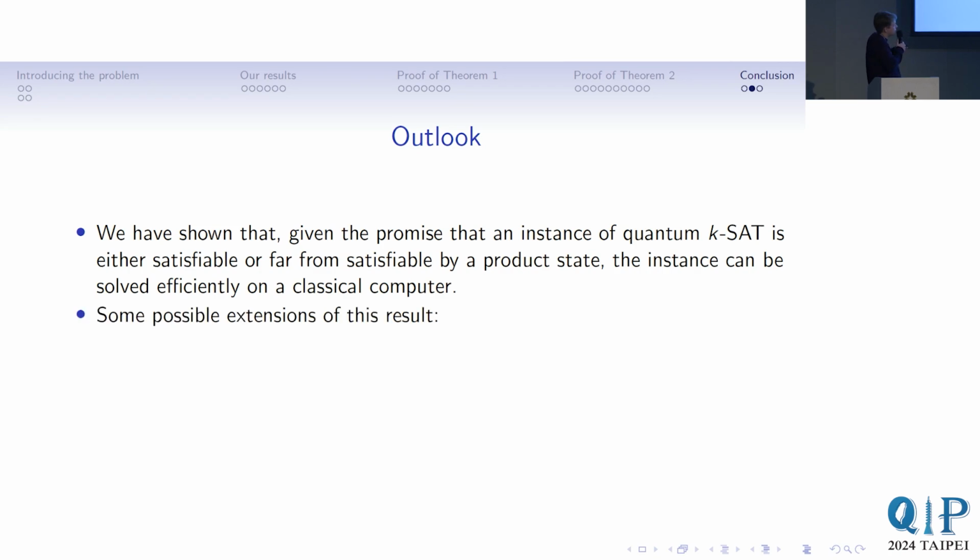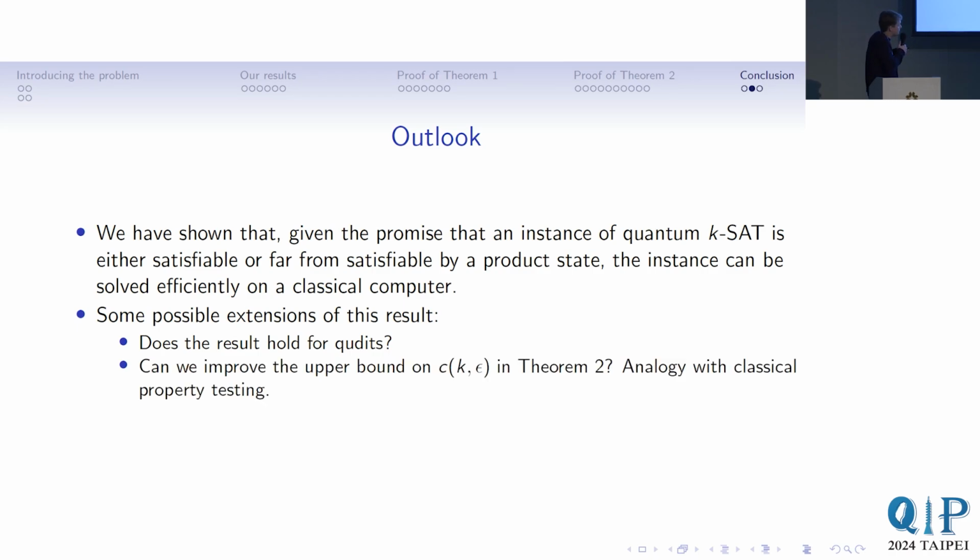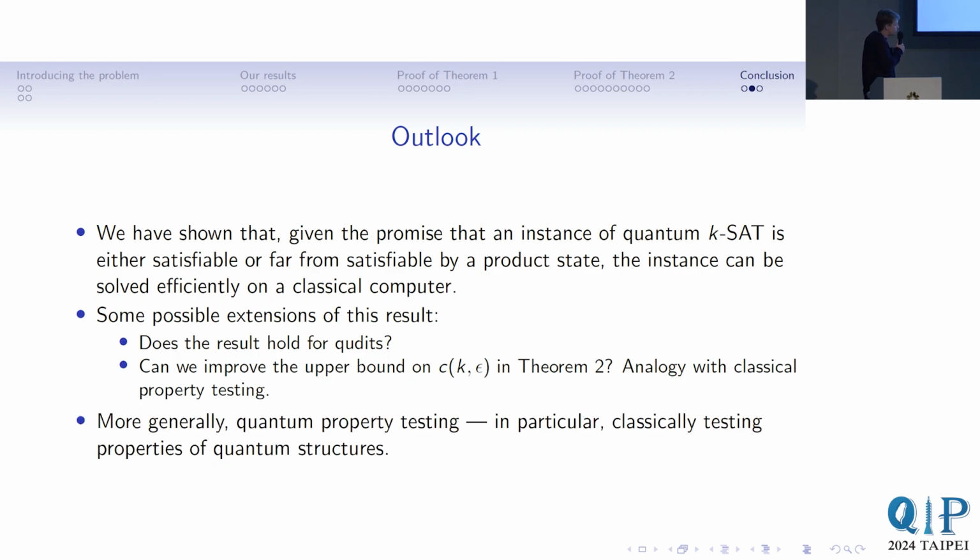So, possible extensions of this result. Does it hold for qubits? We saw this limitation to qubits in the proof. Also, can we improve this upper bound on c_k epsilon? There's an analogy with classical property testing here. They used to have really bad upper bounds, but eventually new techniques were found in order to improve them, so maybe there's some hope. Also, this kind of falls in the ballpark of quantum property testing.